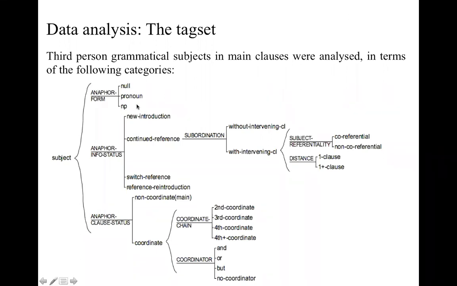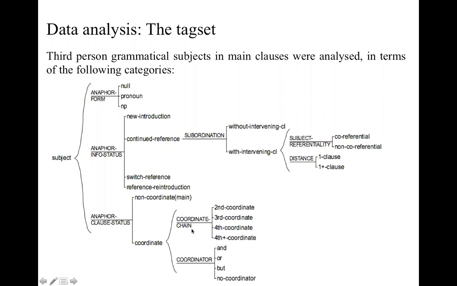First of all, I identify the form of the anaphor, and then I describe the discourse context. This will be reference, continued reference. Then I also wanted to see whether there is any intervening subordination, any intervening clauses. I'm only analyzing main clauses, but I want to see whether there is any effect of intervening subordinate clauses, and also the effect of the referentiality of the subject in the subordinate clauses. And I also want to look at distance, how far the anaphor is from the antecedent referent.